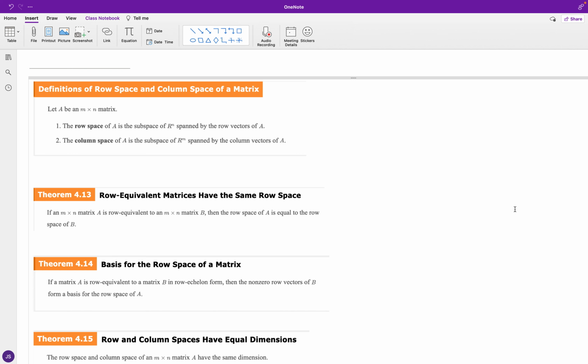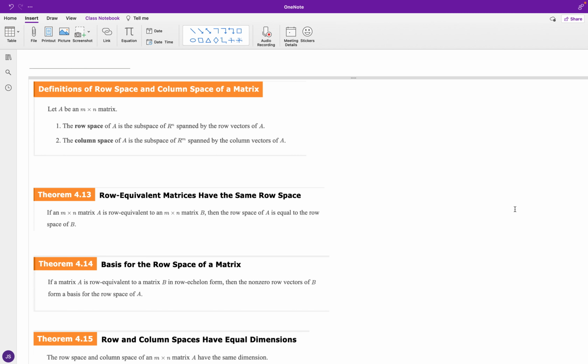Okay, for this particular section in linear algebra, there are items we'll be looking into concerning row space and column space, as well as what will be referred to as rank. And we have some of the definitions along with theorems in this particular section.